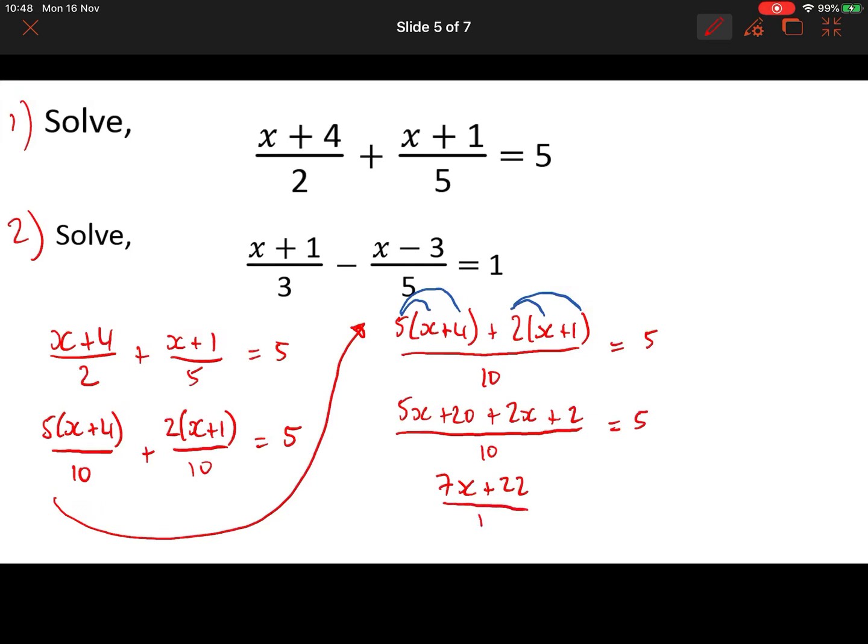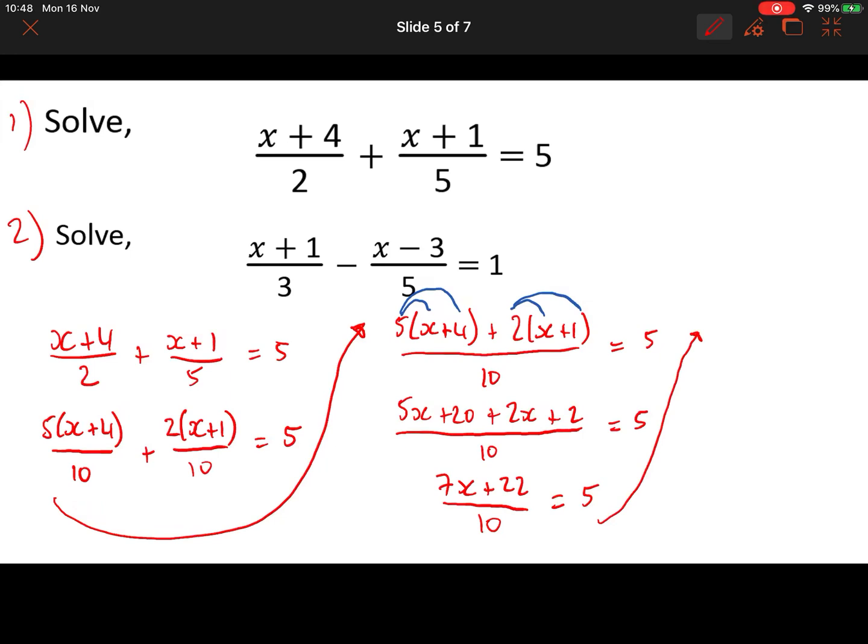7x plus 22 over 10 equals 5. Now, again, I'm running out of room, so I'm going to move to the right. Okay, you just write underneath. You see, this is a long solution. It takes a long time to do these questions. That's how it goes. Okay, you've just got to put the work in.